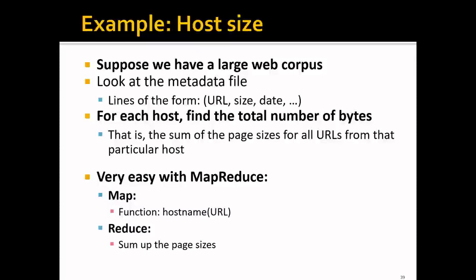For the map function, the only thing that you actually need is to extract the host name of the URL. And then the key would be just the host name of the URL. And the value, of course, would be the page size of this URL, right? And the reduce function is similar. In the reduce function, we can just sum up all the page sizes inside the key value pairs with the same key.